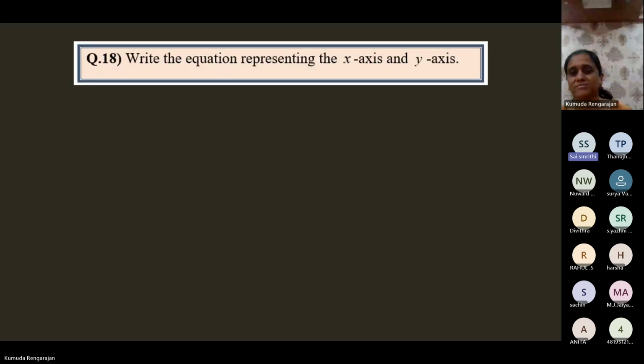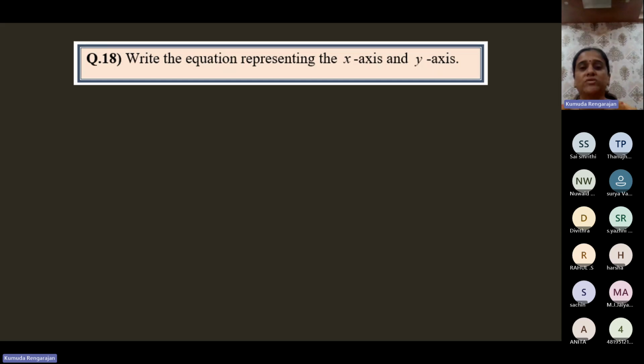Ma'am, can I tell? Yes, please. x is equal to x comma 0. y is equal to 0 comma y. Okay, so you are answering a different question: how does the address of a point on the x-axis look like? It looks like x comma 0. And any point on the y-axis will look like 0 comma y. But the question is not that.